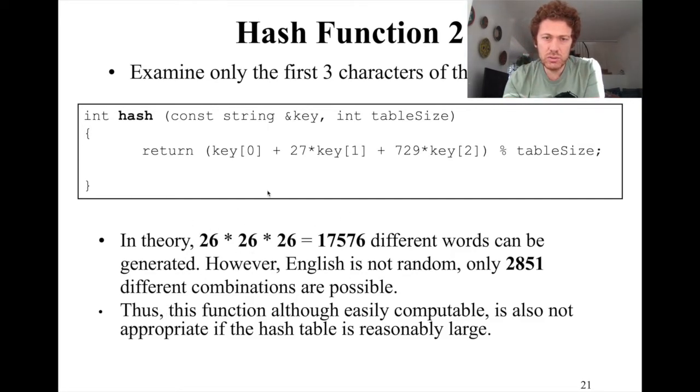Hash function 2 tries to get bigger numbers by this tactic. What is this tactic? It will just use the first three characters. So see, this is like constant because I don't go through all characters, but again first three characters will be multiplied by the powers of 27. In theory first three characters should give me almost 18,000 different words, but in practice in English all of these words do not happen. Actually, if you count them up, there are about 3,000 different combinations of first three characters. So again, this function will not touch all the possible values from 0 to table size.